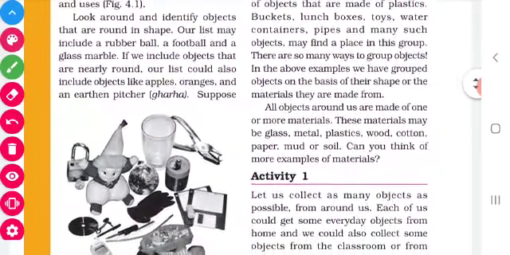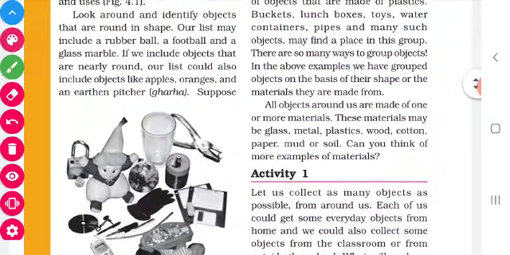So grouping can be done in a variety of ways. Based upon the shape also we can do grouping. Listen, children. Now underline the word.